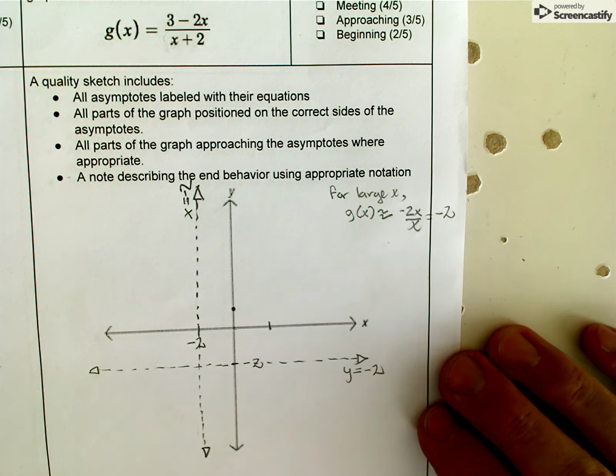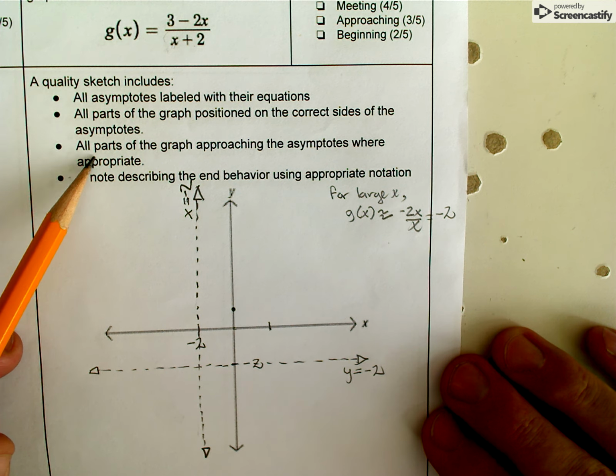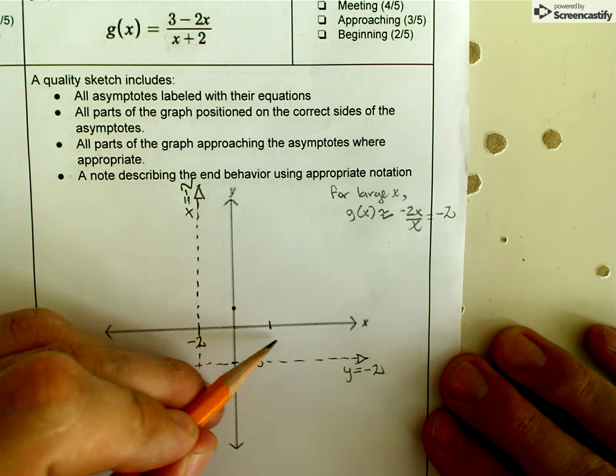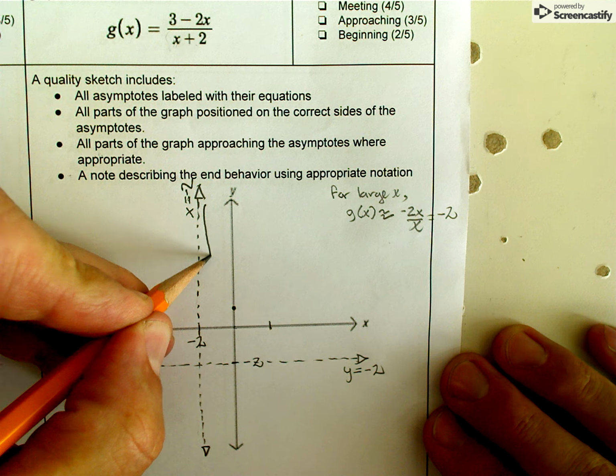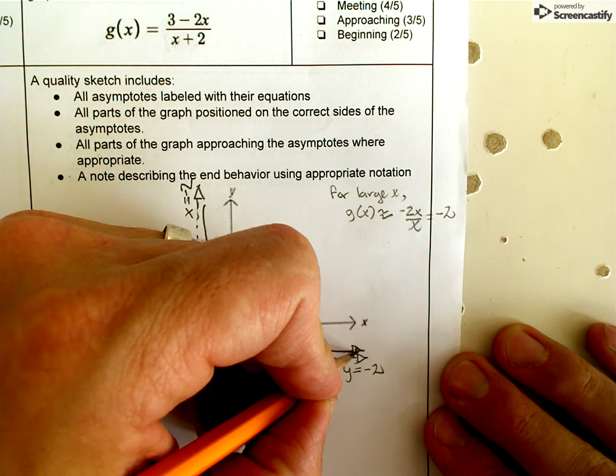So I have enough information to draw the first half of this curve. When I draw it, I want to make sure that I'm approaching the asymptotes. Okay, so that it's going to be in this quadrant right here. So I'm just going to draw my curve like this.